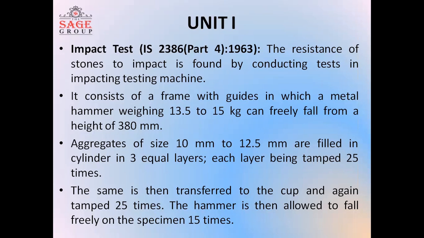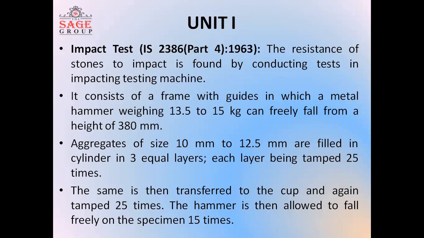Mainly it consists of a frame with guides, which has a metal hammer having a weight of 13.5 to 15 kg, and it falls freely from a height of 380 mm. Now, aggregate of size 10 mm to 12.5 mm is filled in the cylinder in 3 equal layers, each tamped by the tamping rod 25 times.